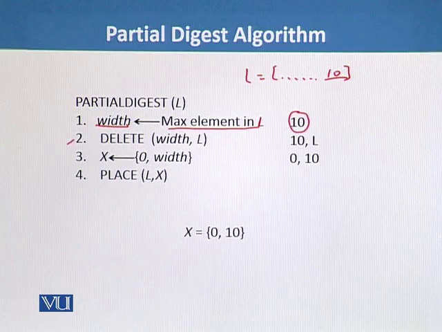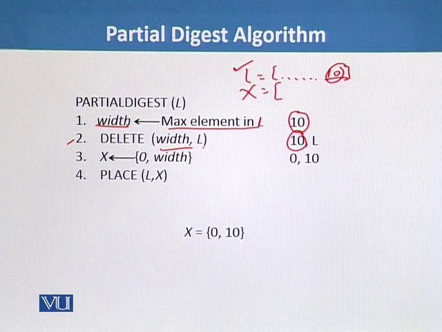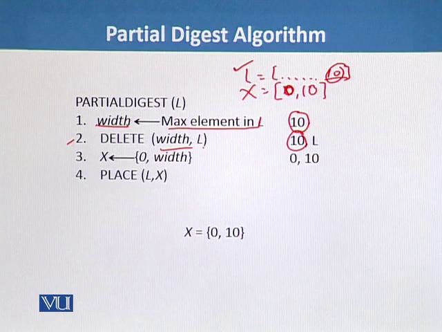Now the second step is delete width from L. So we have deleted 10 from this L. Now we have put this value of width in X, and we have already decided that 0 is X1. So that's why we already have 0 in the X, and the second value will be the width, that is the maximum value in the L. So now we have calculated two values in the X, 0 and 10.